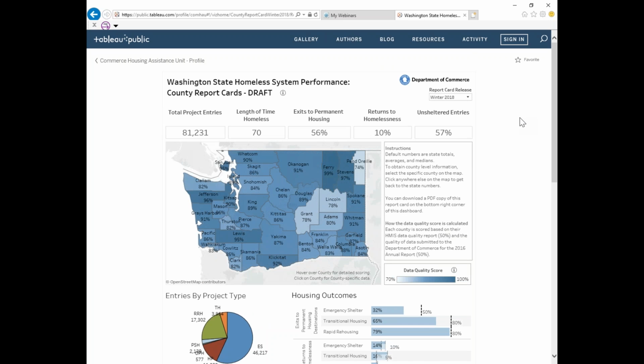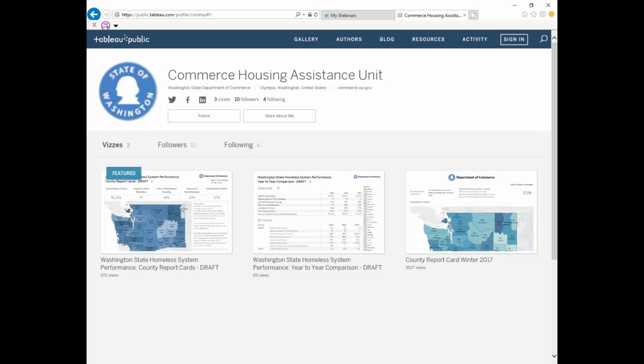So that is what we call the county report card. Because we changed many of the measures, we don't have it linked to last year's. In the future, you'll be able to use this drop down to go through the different iterations of the report, but right now we're just with winter 2018. However, we have the year-to-year comparison report for you to look at performance over time.